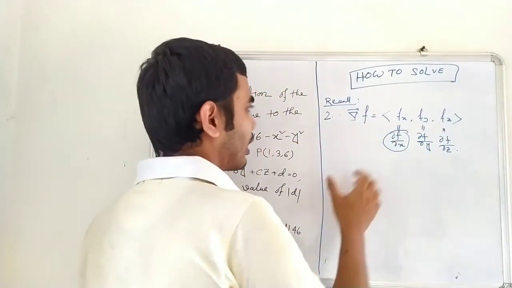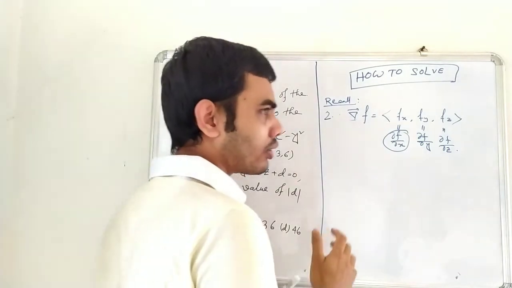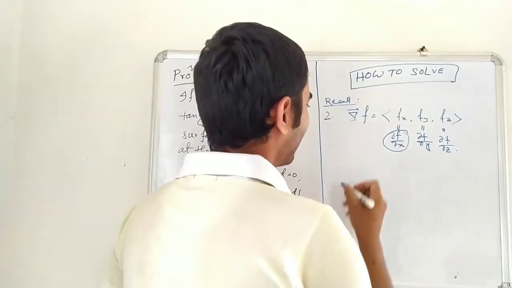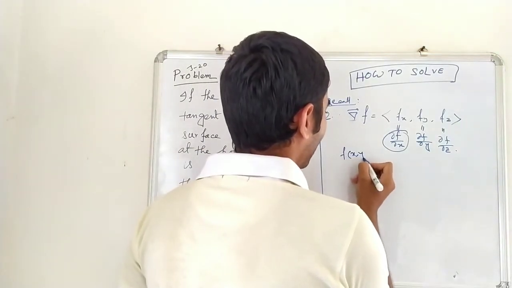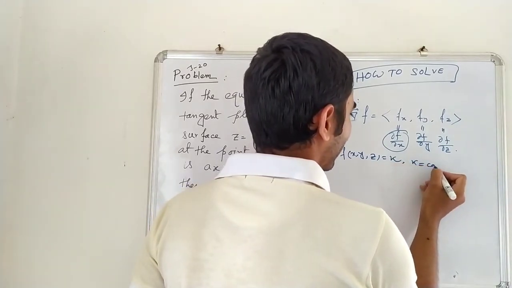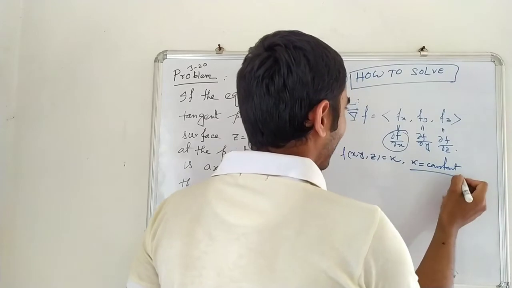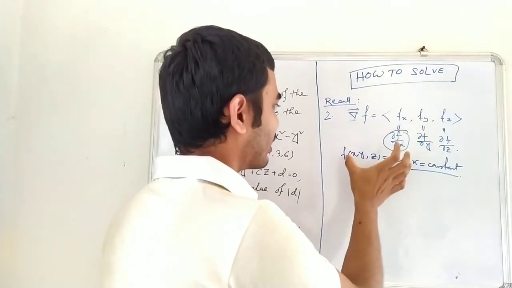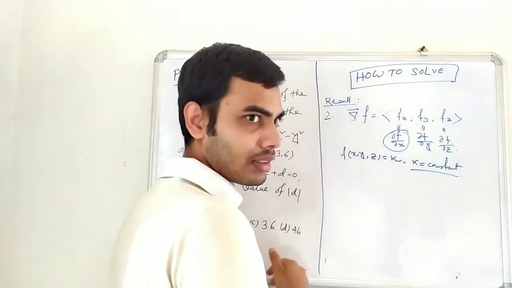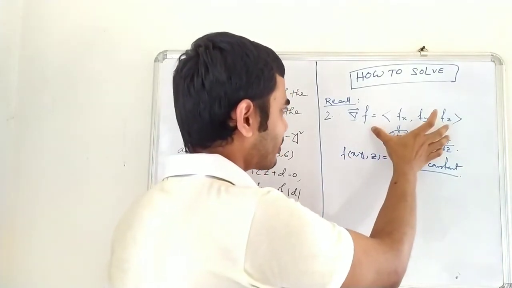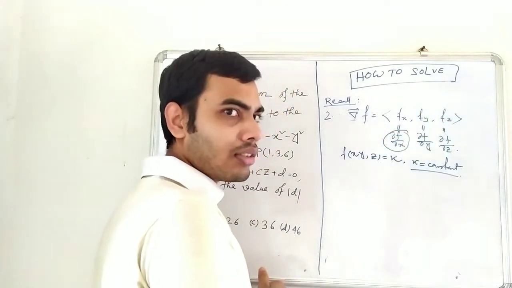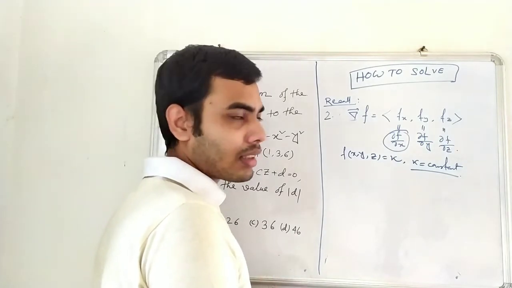Okay, now the gradient vector is also orthogonal to the surface. If you consider the surface f of x, y, z is equal to k, where k is a constant, then the gradient vector of the function f is also normal to the surface. Sometimes this gradient vector is also called the normal to the surface at a point. Clear?